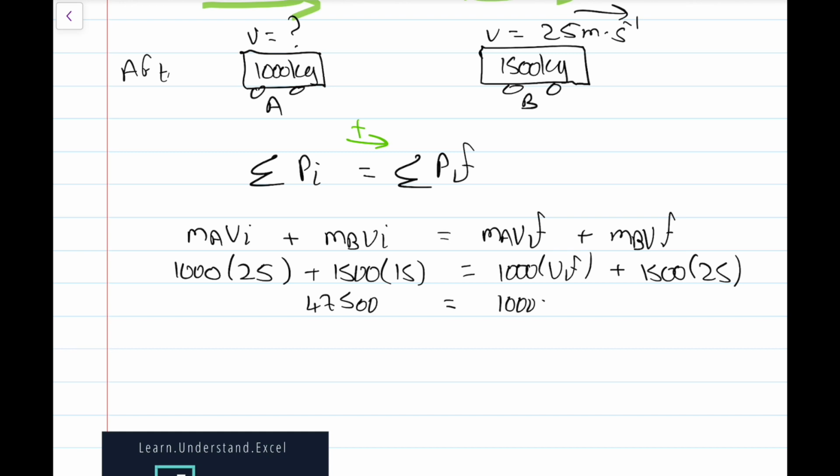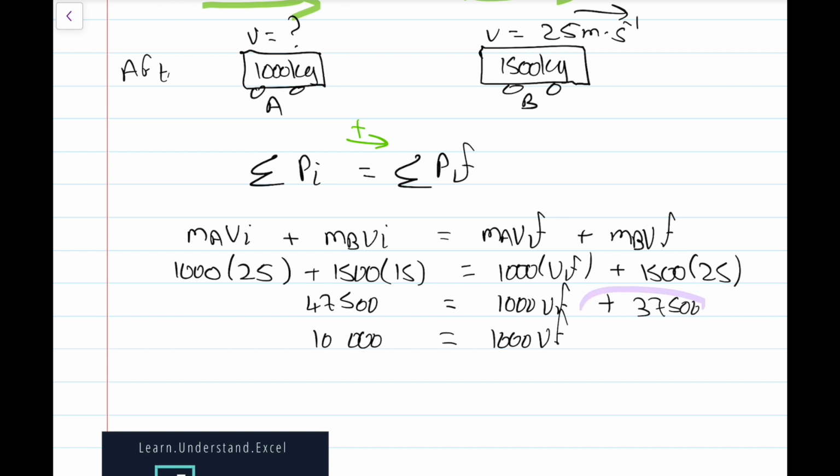That's going to be 1,000 VF, and then 1,500 times the 25 is 37,500. We take that over: 47,500 minus 37,500 is 10,000. Oh, obviously it's 10,000. So 10,000 is equal to 1,000 VF.